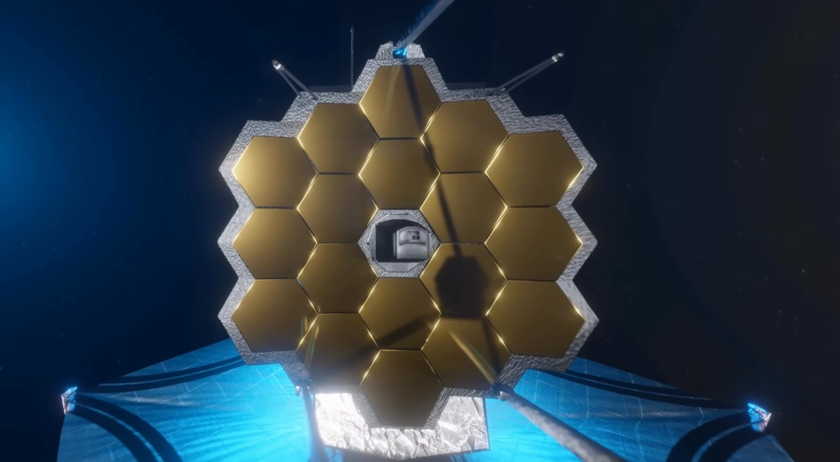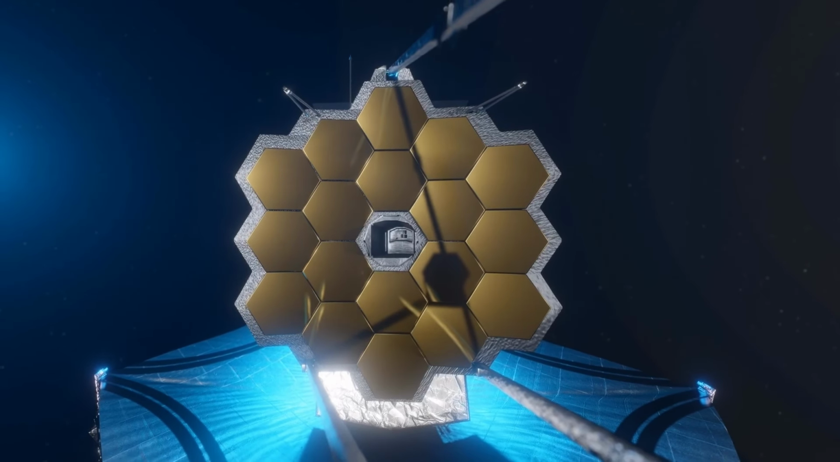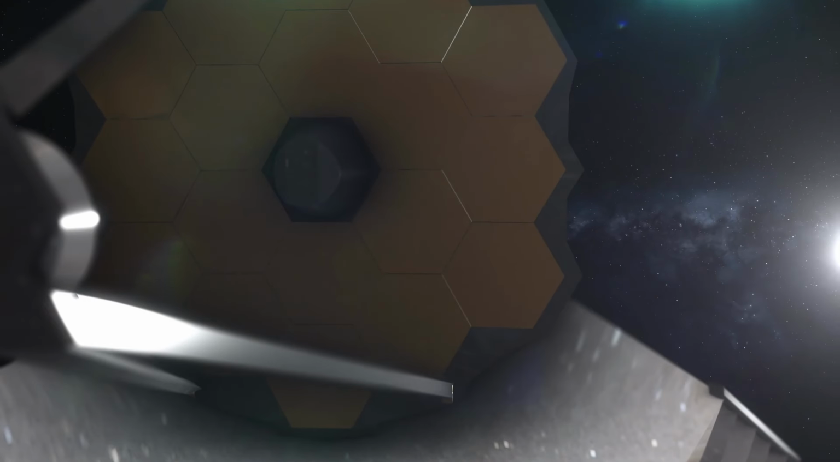Right now, the big question is not just how many early galaxies there are or how massive they are, it's what they're made of, because that tells you how many generations of stars have already lived and died, and how fast the universe went from clean to dirty.